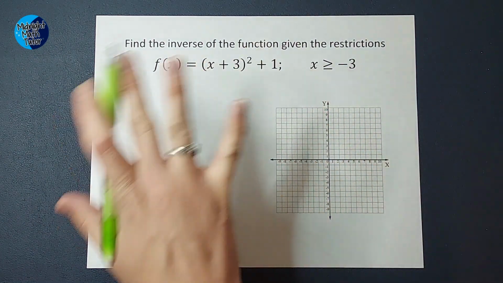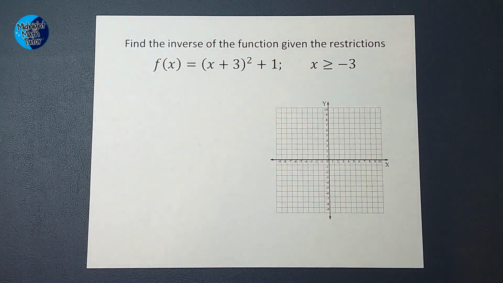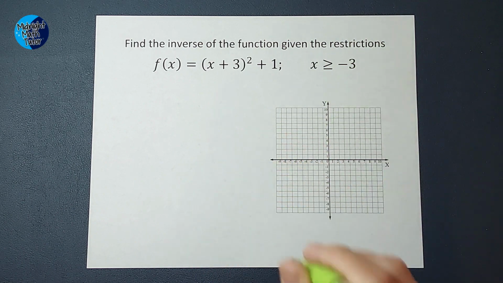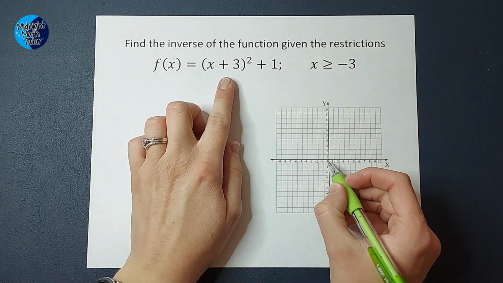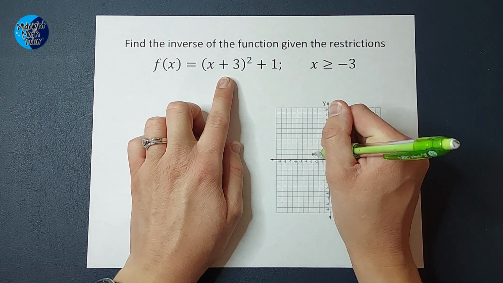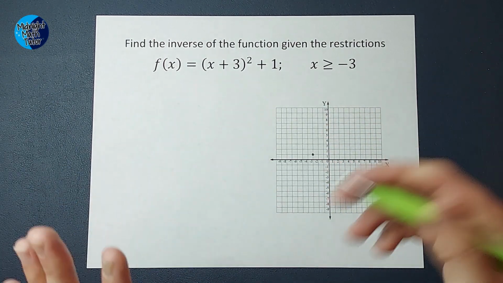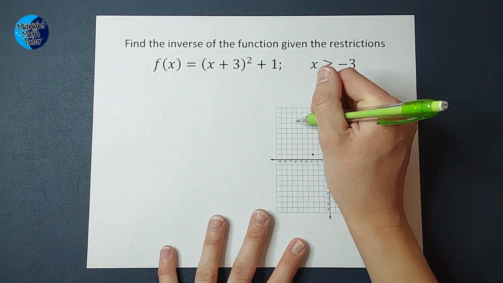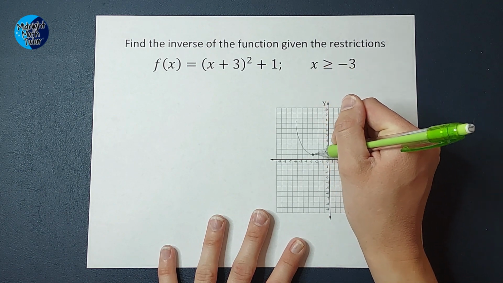So if I were to graph this, I know it's a parabola, right? If you need a refresher on how to graph a parabola, I'll link a video in the corner. But to graph this, I'm going to shift to the left 3 and up 1, right? So my graph, again, this won't be perfect, but I know a parabola looks a little something like this, right?